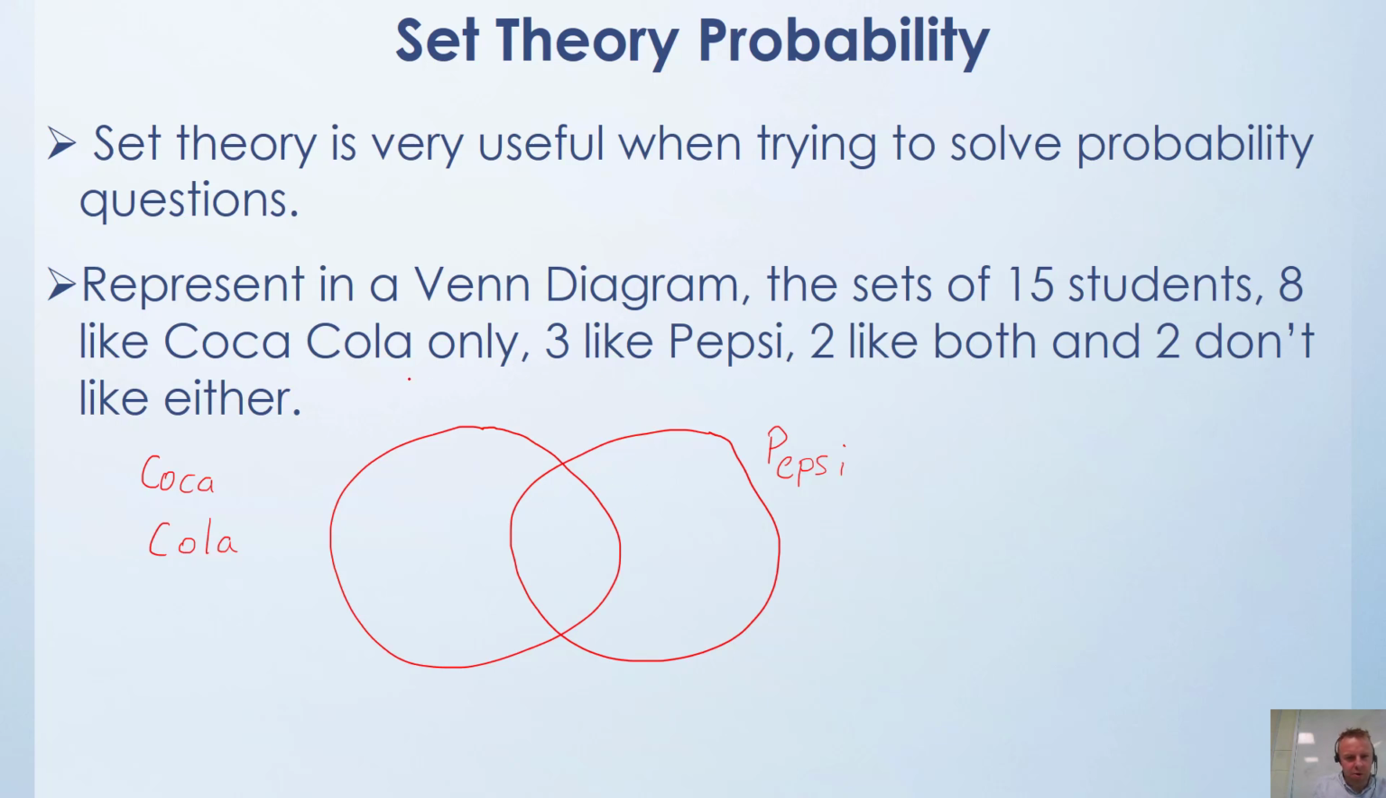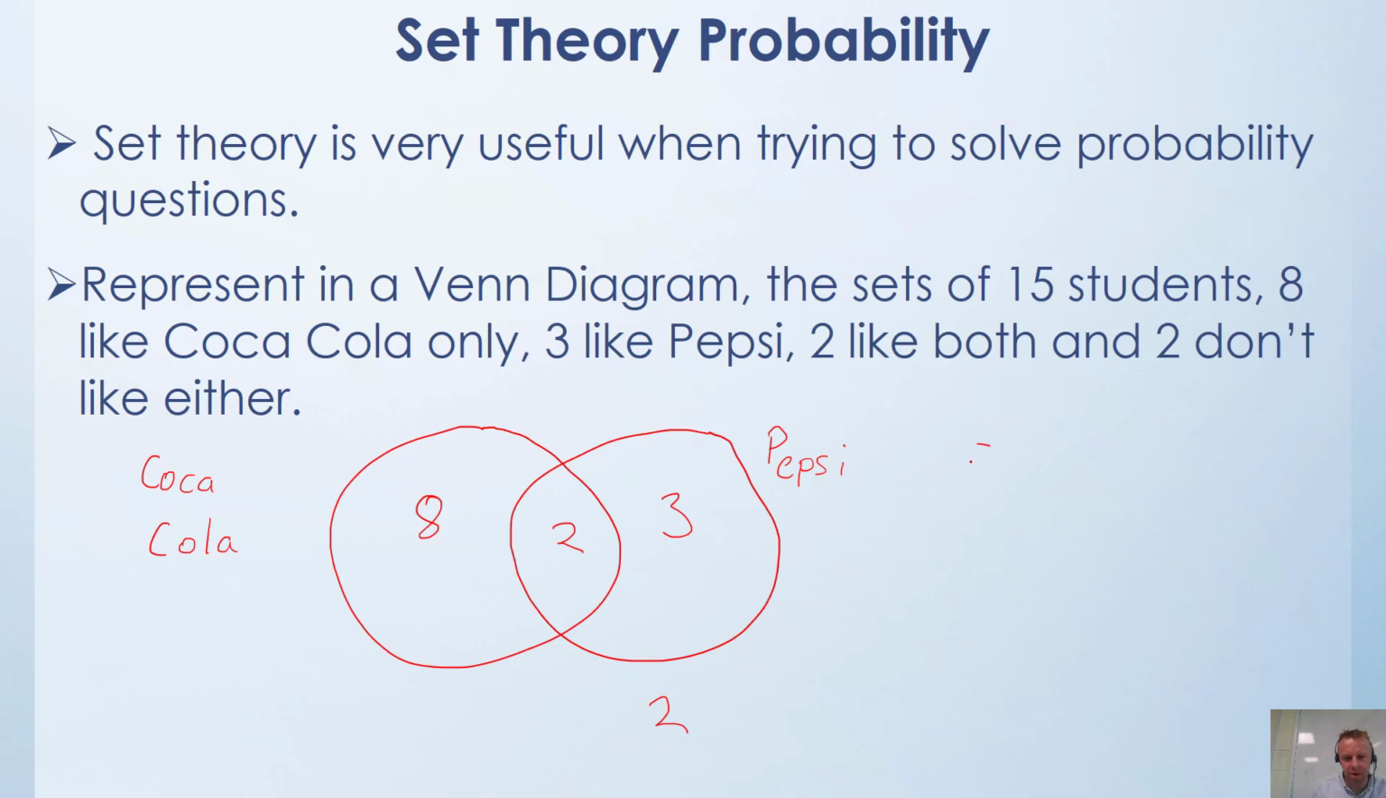So 8 like Coca-Cola only, 3 like Pepsi only, 2 like both. This 2 means that 2 students like Coca-Cola and Pepsi, but 8 only like Coca-Cola and 3 only like Pepsi. And then we have 2 that don't like either, so they're outside of the set, right?